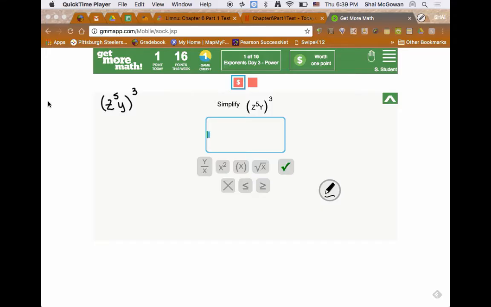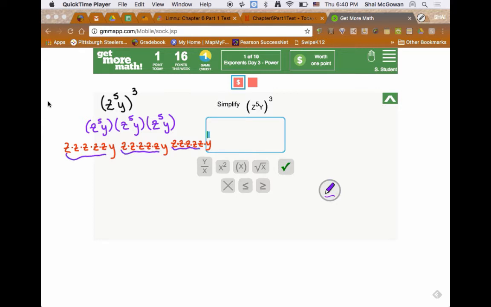Example 1. So z to the 5th times y, all of it to the 3rd. So what does this mean? This means z to the 5th times y 3 times, which then what does that mean? Well, each of these, you're going to have 5 z's and a y, 5 z's and a y, and then 5 more z's and a y. So now we have to combine all of our z's. So we have 5 here, 5 there, 5 there. So 5 plus 5 plus 5 is 15. So it's going to be z to the 15th.